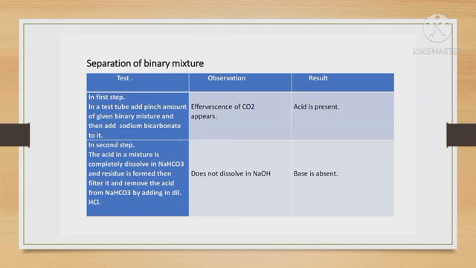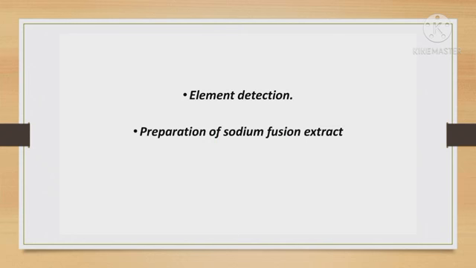Next point is separation of binary mixture. Test: in the first step, in a test tube add a pinch of the given binary mixture and then add sodium bicarbonate to it. Observation: effervescence of CO2 appears. Result: acid is present. In the second step, the acid in the mixture is completely dissolved in sodium bicarbonate and a residue is formed. Then filter it and recover the acid from the sodium bicarbonate by adding dilute HCl. Observation: does not dissolve in NaOH. Result: base is absent.